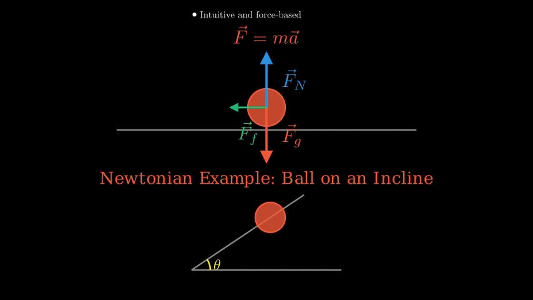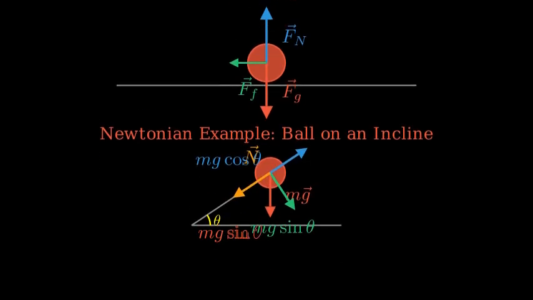We have a ball on a frictionless incline at angle theta. The forces acting on the ball are its weight mg pointing downward and the normal force N perpendicular to the incline. We can decompose the weight into components parallel and perpendicular to the incline. The parallel component, mg sine theta, causes the ball to accelerate down the incline, while the perpendicular component, mg cosine theta, is balanced by the normal force.